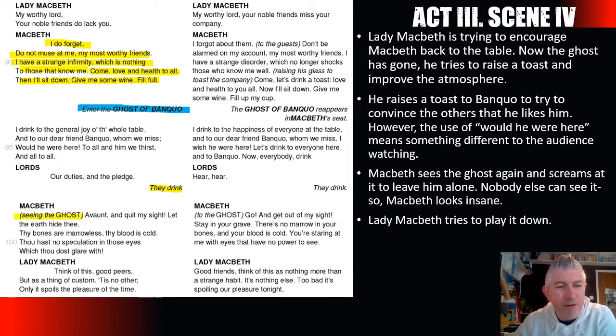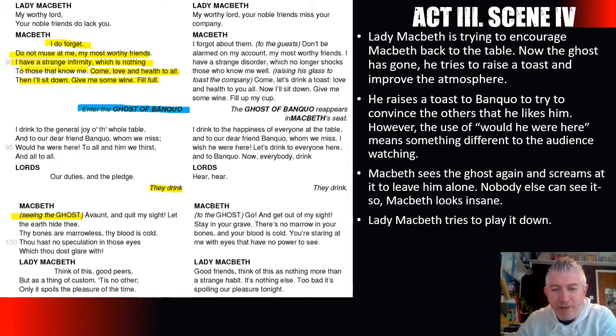Just then, though, Macbeth sees the ghost for the second time. "Avaunt and quit my sight. Let the earth hide thee. Thy bones are marrowless. Thy blood is cold. Thou hast no speculation in those eyes which thou dost glare with." So he's just got really angry now. He's telling the ghost to go away, get back in the ground, and just get away from me.